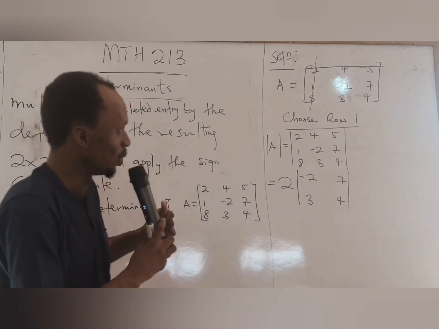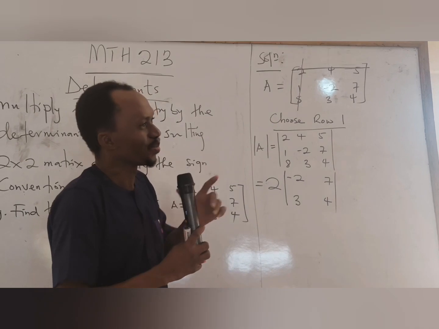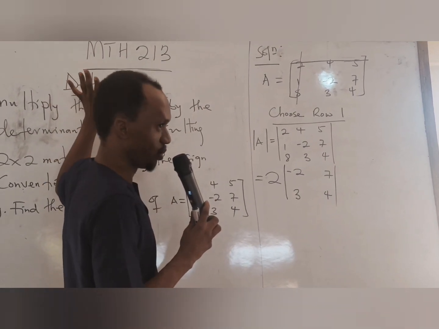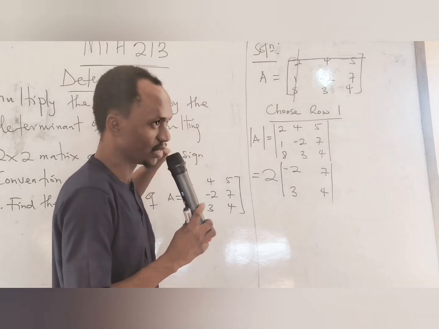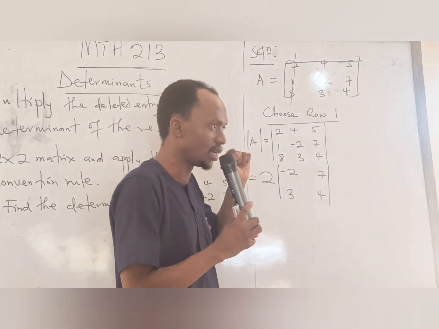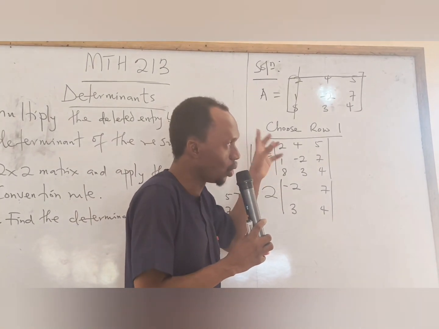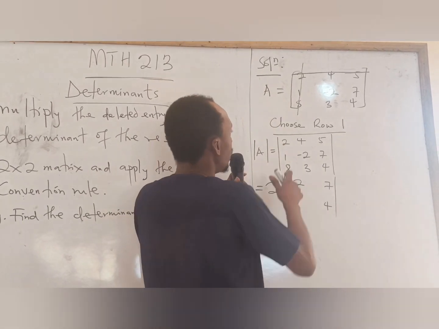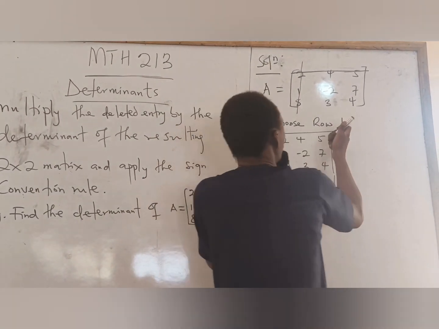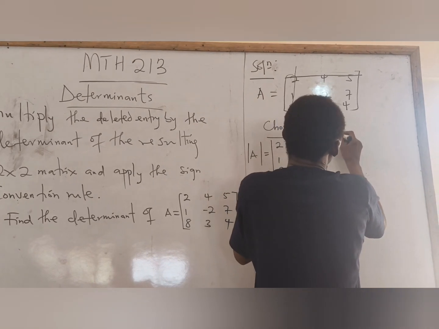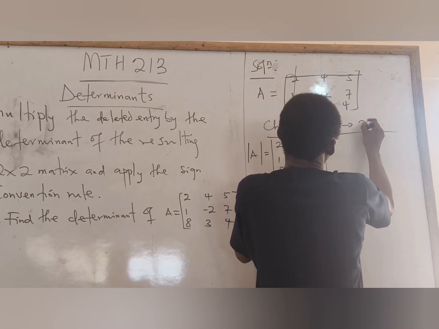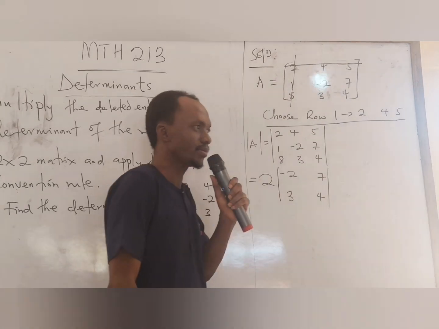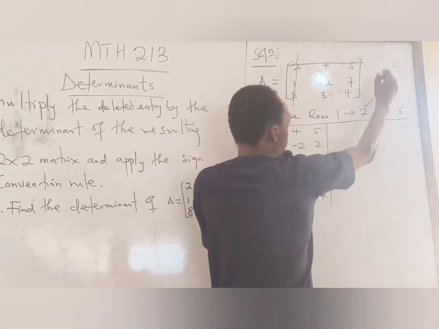So first, you have to know your sign convention rule: plus, minus. Keep it in your head, or write it on your question paper. Then you ask yourself, which row or column am I going to work with? We should work with row 1. So we have chosen row 1, and our row 1 is 2, 4, 5. Pick the first one in that row.